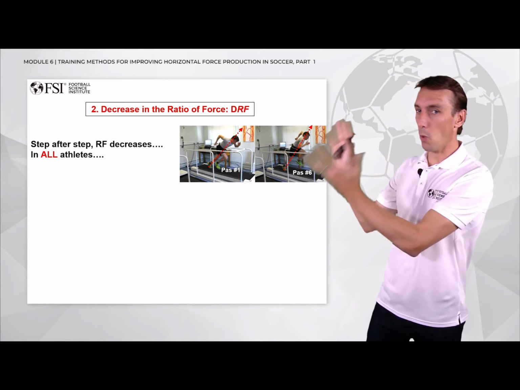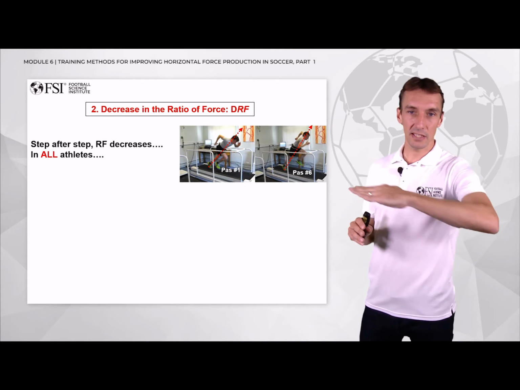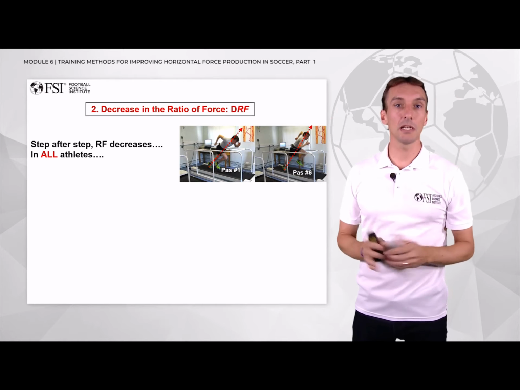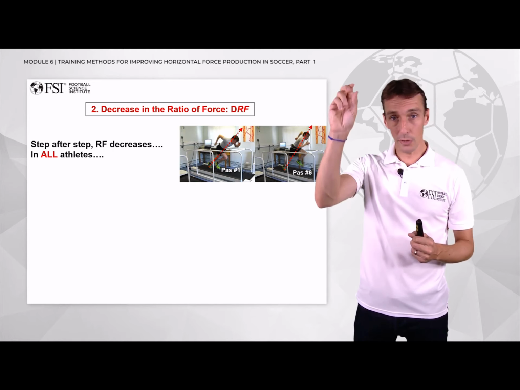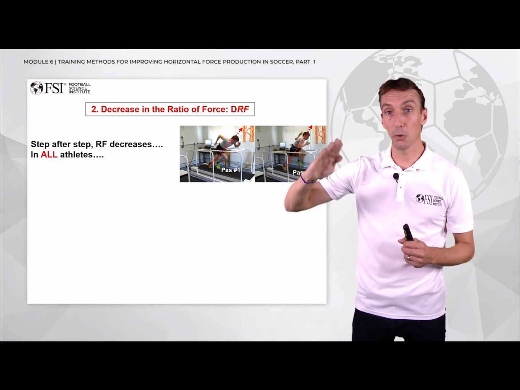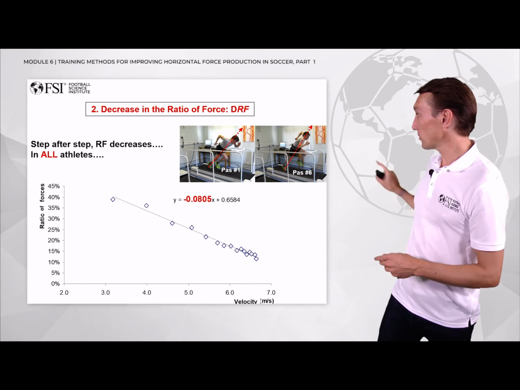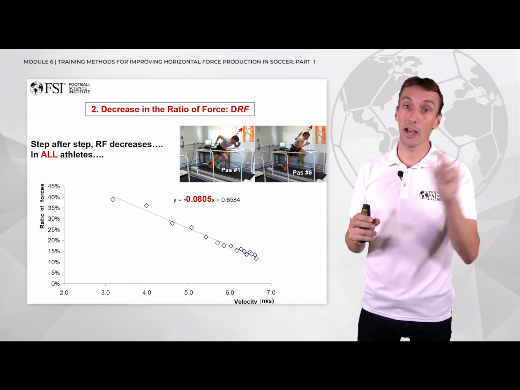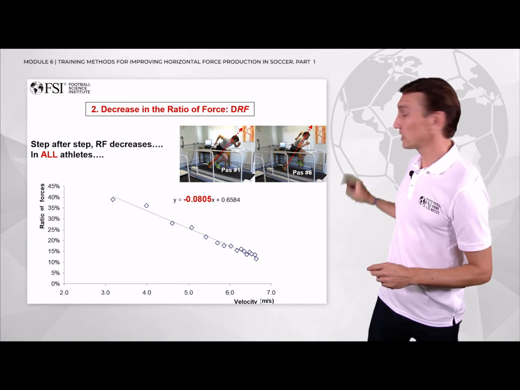You have step number 1. You see the athlete is pushing horizontally. And at step number 6, the athlete is pushing a bit more vertically. So basically, what happens when you accelerate is that step after step, the ratio of force decreases. It means step after step, your push is more and more vertical. And what you see in this graph is that the decrease in the ratio of force, what we call the DRF, is linear.